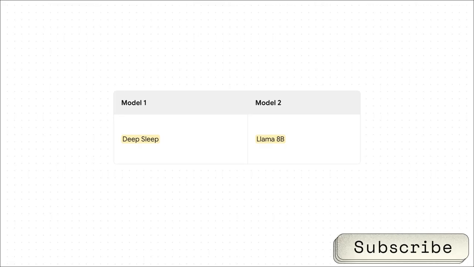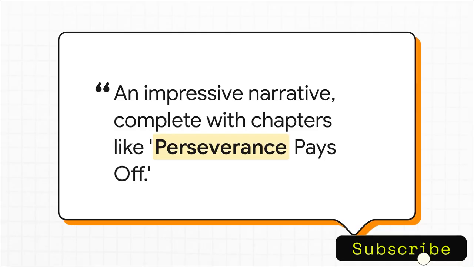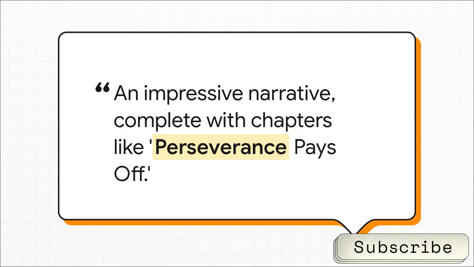We're going to take 2 different models, one called Deep Sleep and another called Llama, and we're going to give them the exact same job: write us a story about our little cat struggling to get those certifications. First up is Deep Sleep. And wow, it actually writes a really good story. It's well structured, it's got chapters. It even has a chapter titled Perseverance Pays Off. I mean, that's pretty impressive for an AI.